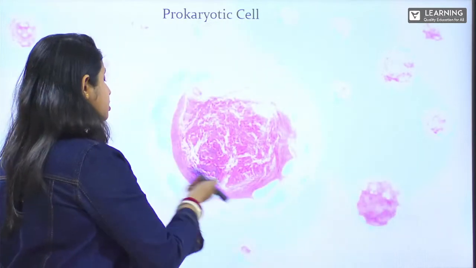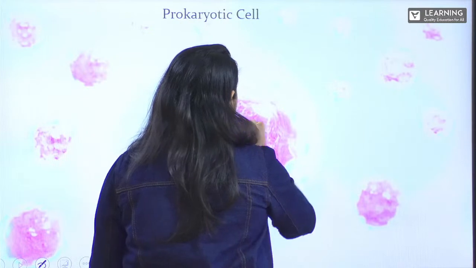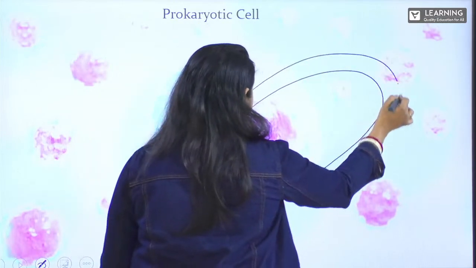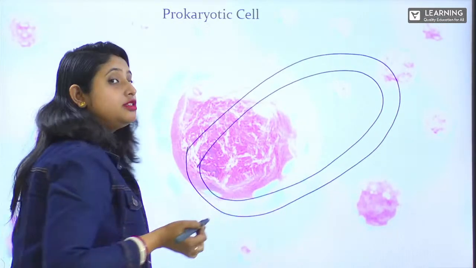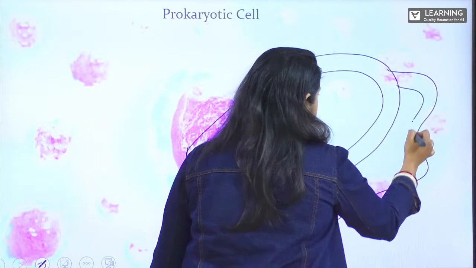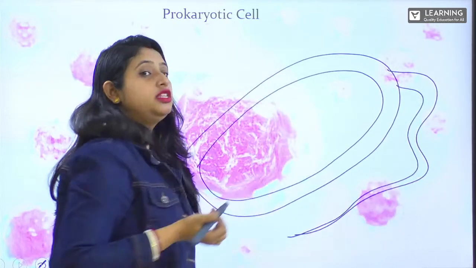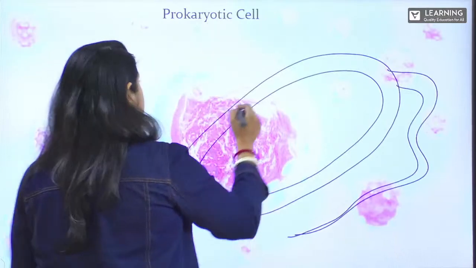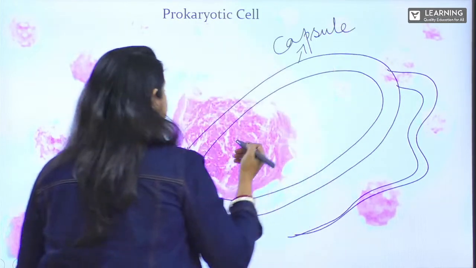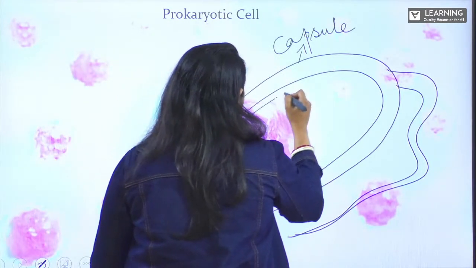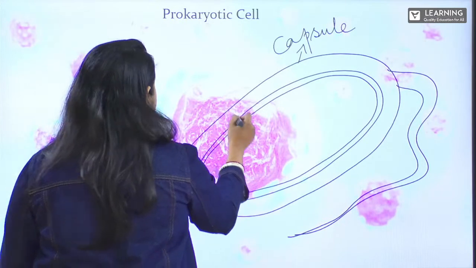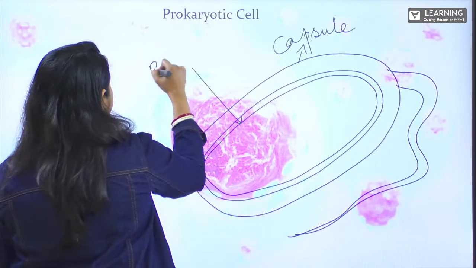As you have already seen what things are present, if I draw the diagram of the prokaryotic cell, it will have a capsule. The capsule is present just after the cell wall. Like this, it will have long flagella. This flagella helps in the process of movement. So it has a capsule or the slime layer. Then what else does it have? It has the cell wall, and it has the plasma membrane.